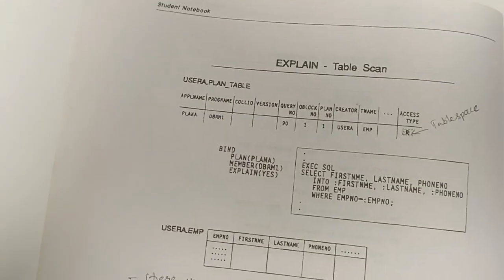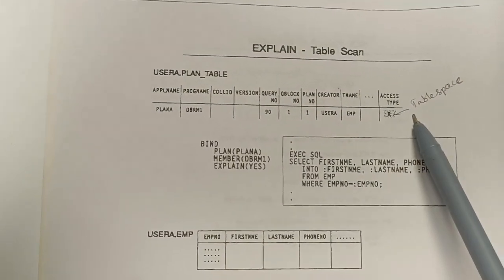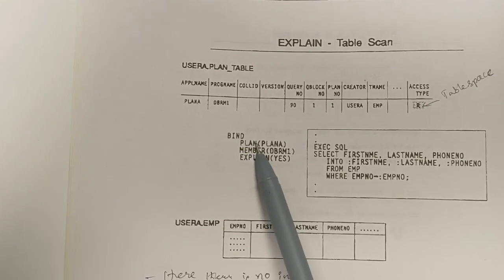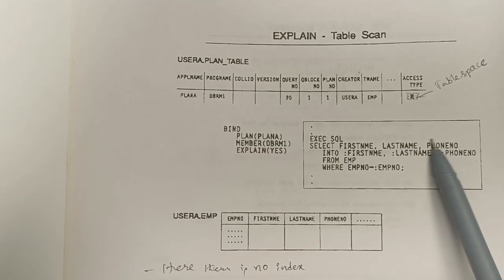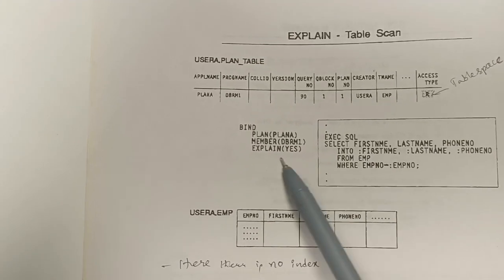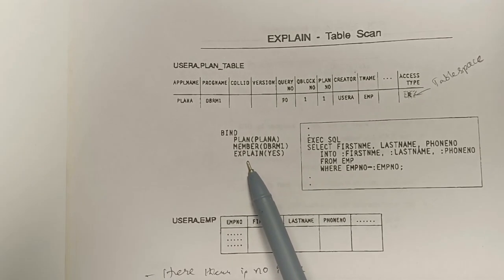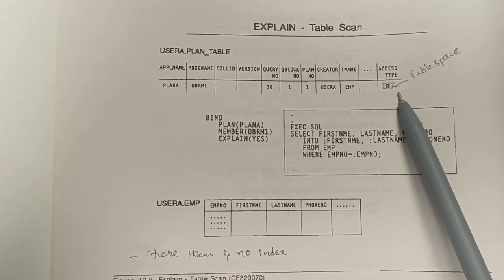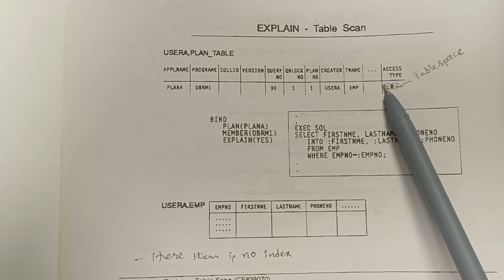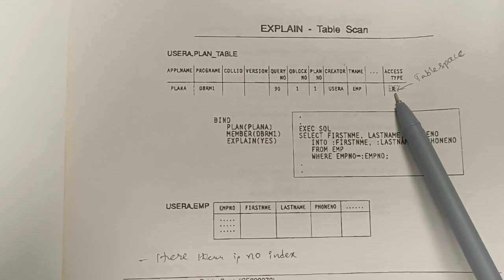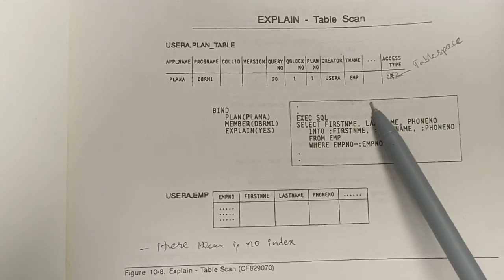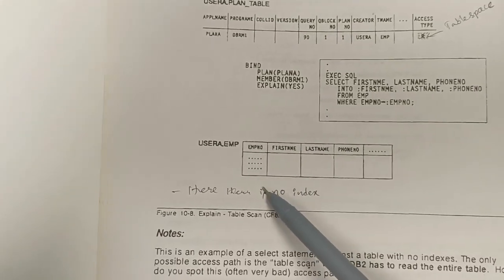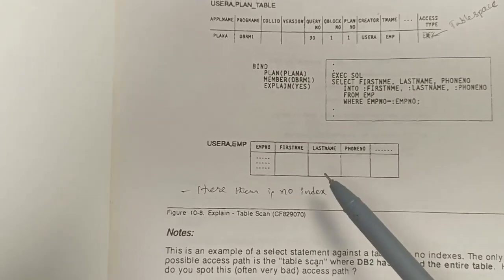Now we can see here access type is equal to R, nothing but table space scan. How about the bind plan name, member name, and explain? If you are giving a query while binding, you are doing an explain, and running the query. But how do you know whether the table is being index scanned or table scanned? You can go to that plan table. If it is R, nothing but table space scan, the whole table will get scanned. If you give I, it means only the index scan will be done.